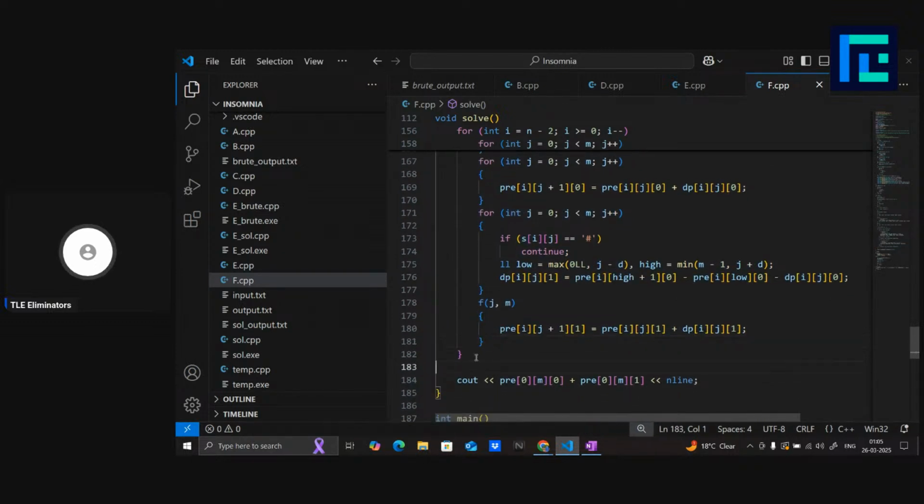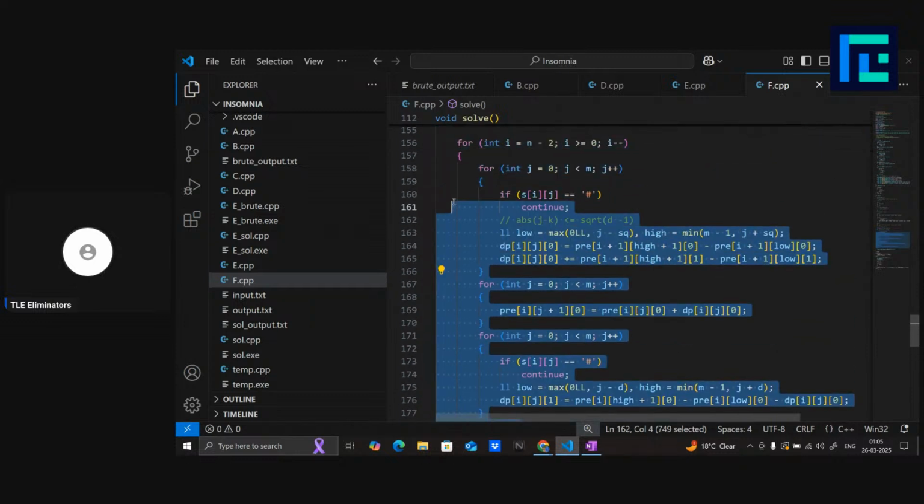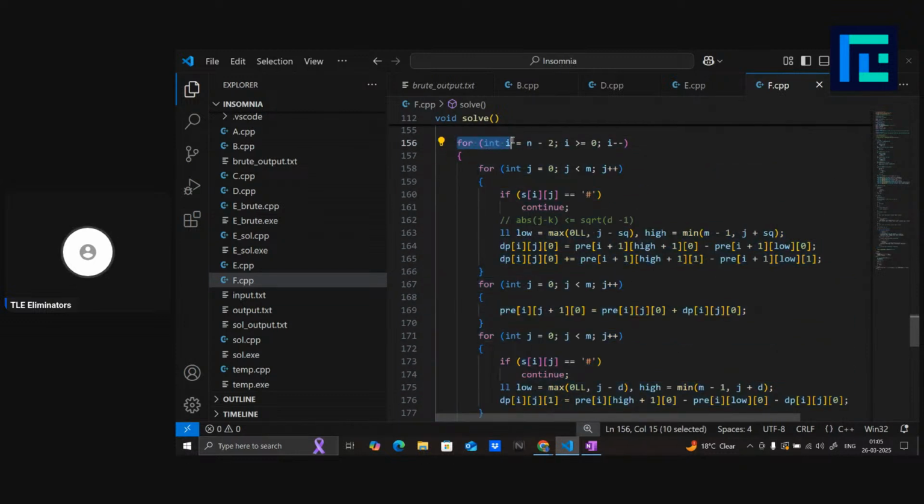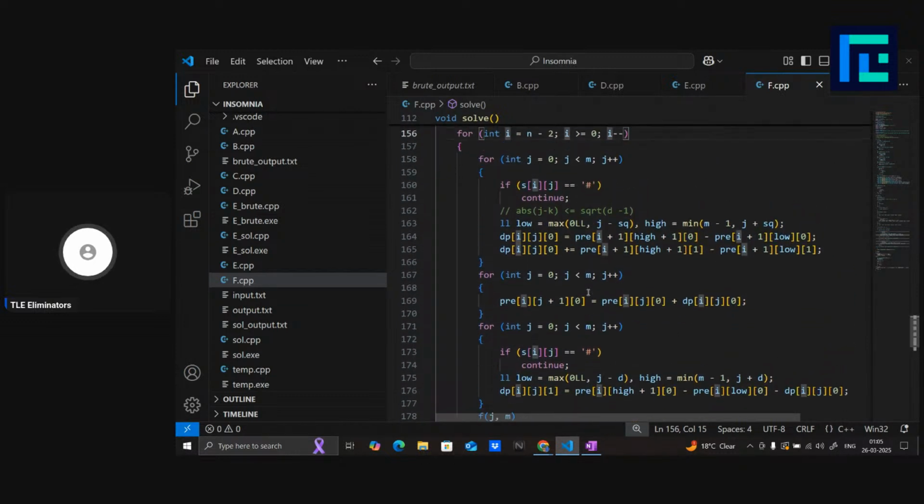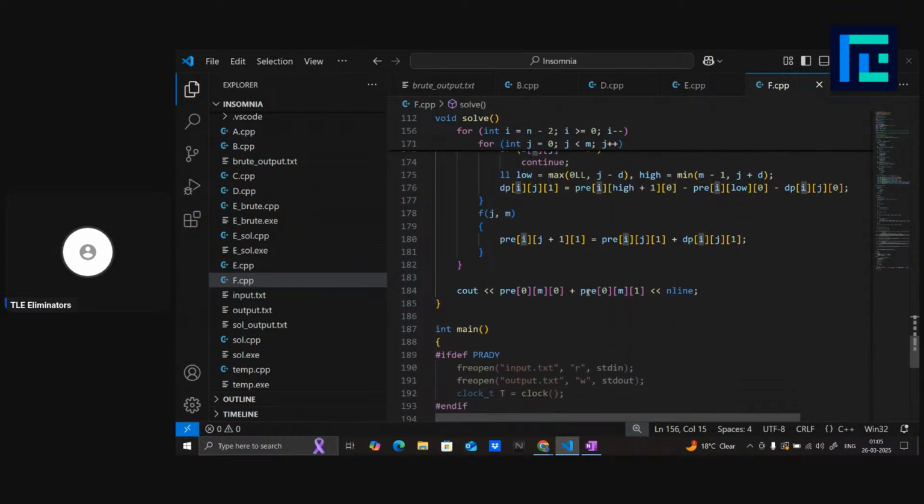Right, so we iterate through all the rows using this for loop, and at the end my answer is just the sum of all the dps in the 0th row, and that is also the last prefix sum of m, that is the sum of all dps. So I just printed pre of 0 m 0 plus pre of 0 m 1. I hope it is clear to all.